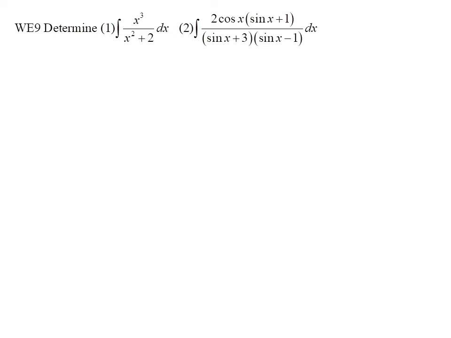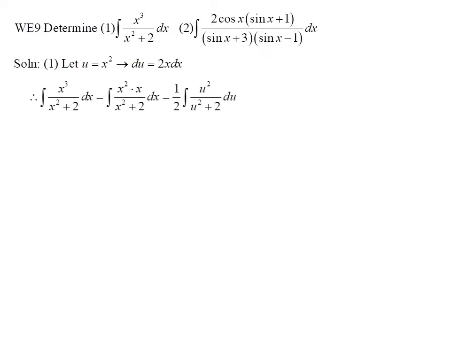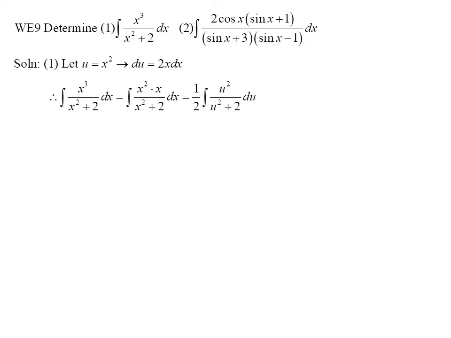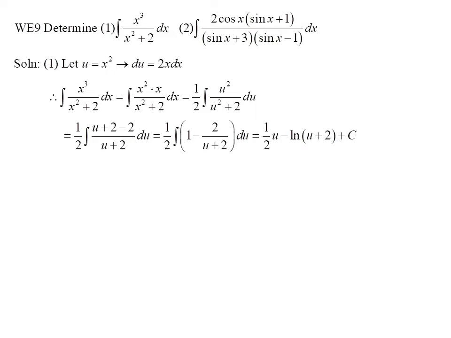Here example 9 is to find two antiderivatives. As for the first one, we let u equals x squared, which gives du equals 2x dx. Hence, the antiderivative is written to half of the integral u squared over the sum of u squared and 2 du, which equals half of the integral of (1 minus 2 over the sum of u plus 2) du, which equals u over 2 minus ln of the sum of u and 2 plus c.